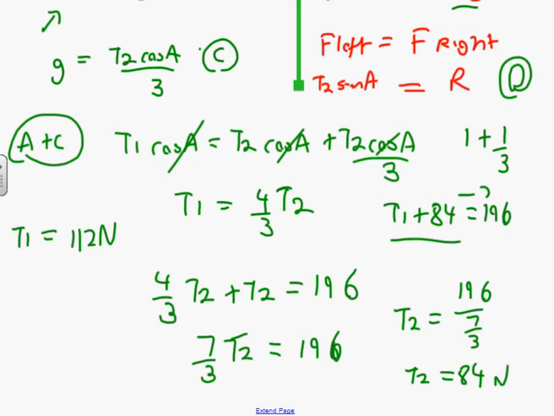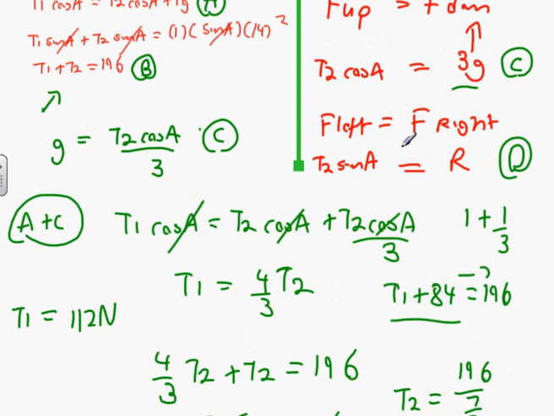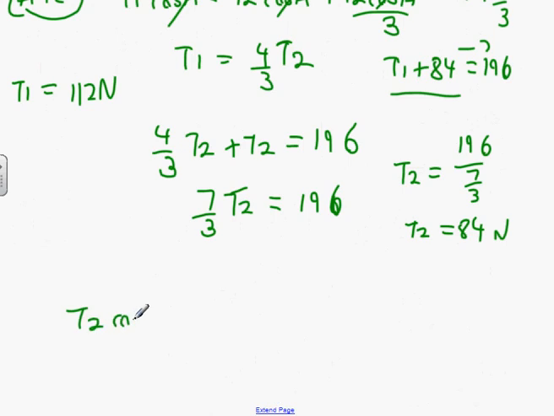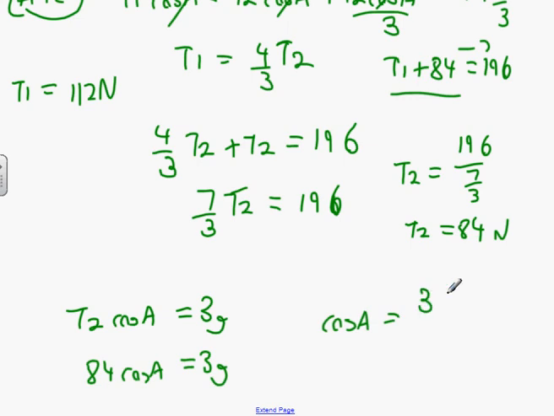We now need to go back to an equation to find the angle. We know T2 cos A equals 3G. So T2 cos A equals 3G. T2 is 84, so 84 cos A equals 3G. Cos A equals 3 multiplied by 9.8, because that's what 3G is, divided by 84. What is cos A, guys?